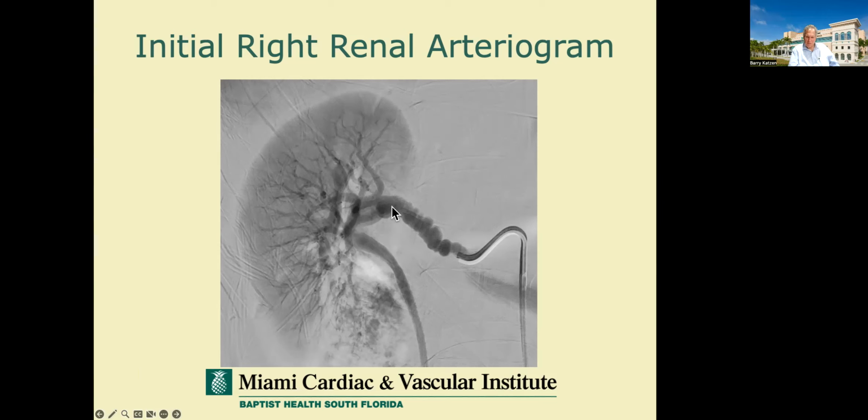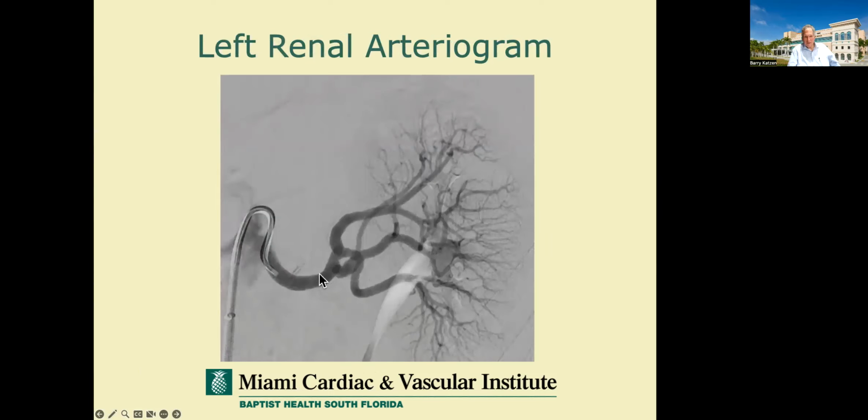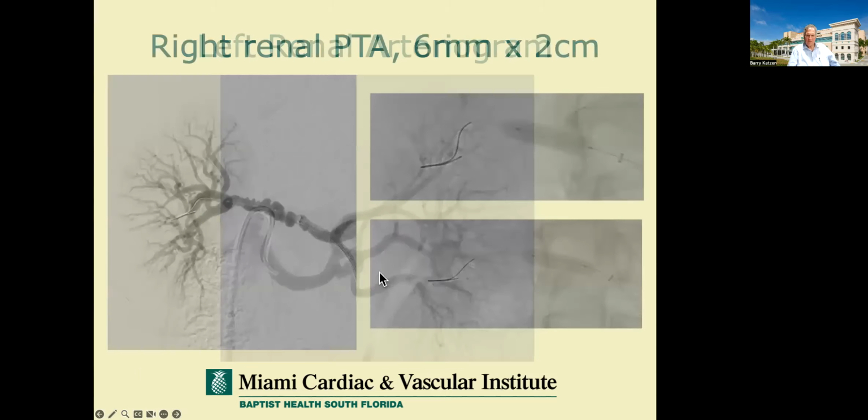And so as a result, we put a wire through here and we treat the entire segment of the visible FMD in the renal artery. We always look at the other renal artery. Here you can see it's perfectly normal. This is what the artery should look like. We not only look here where the common FMD is present, but we also make sure that there's no narrowings in these branch stenoses.